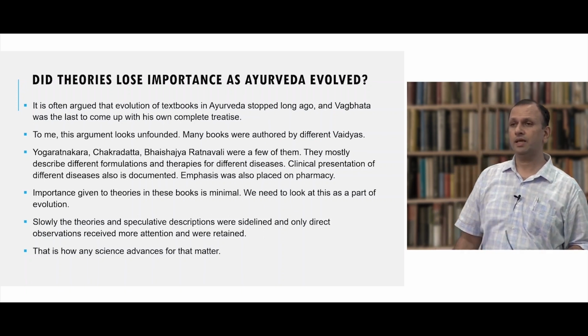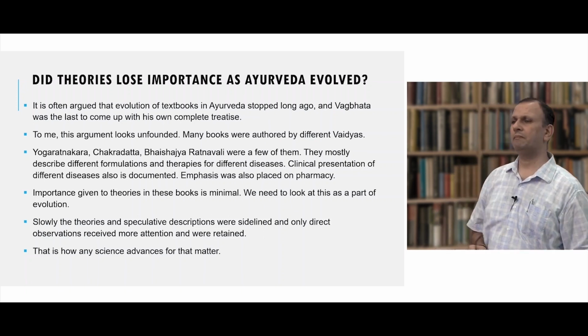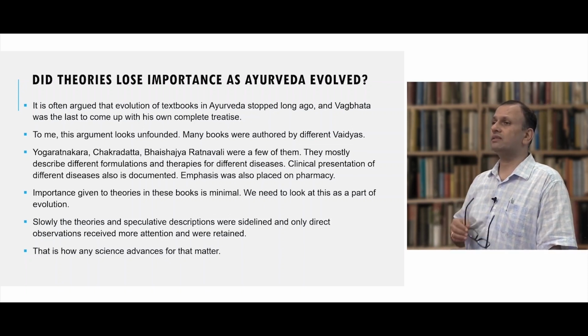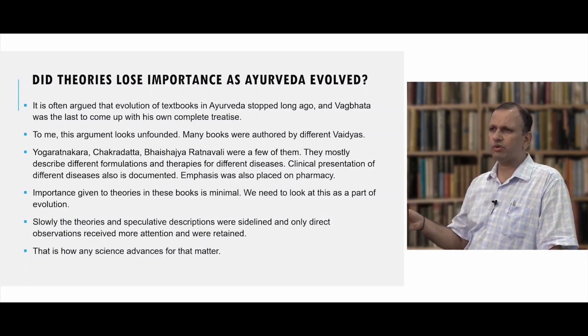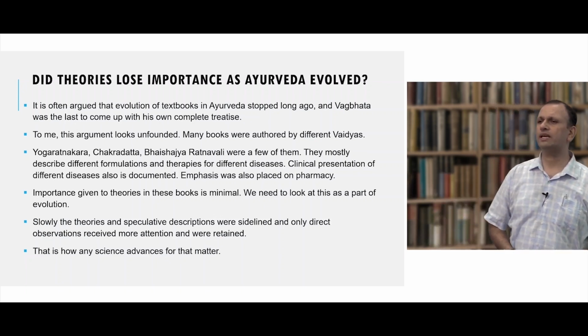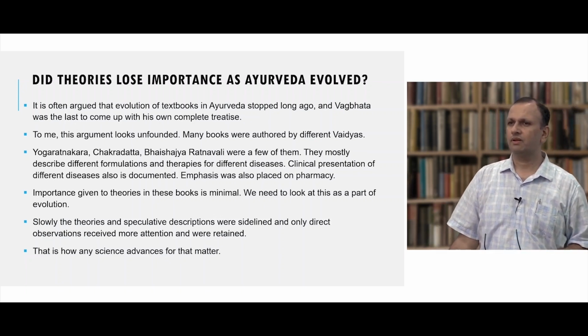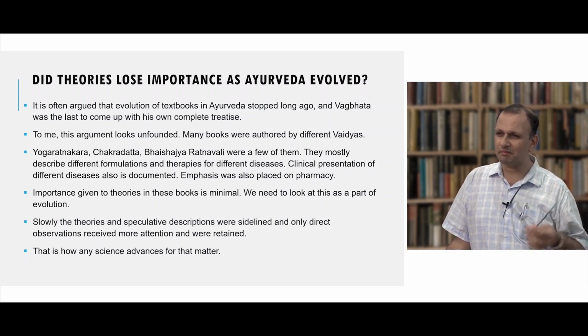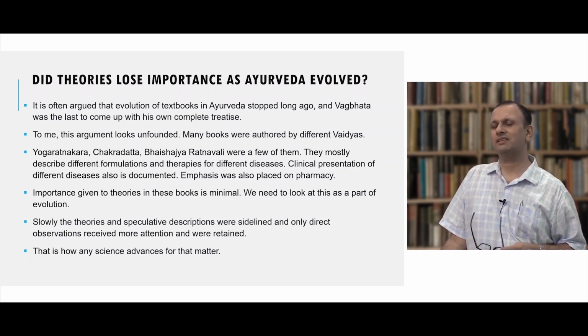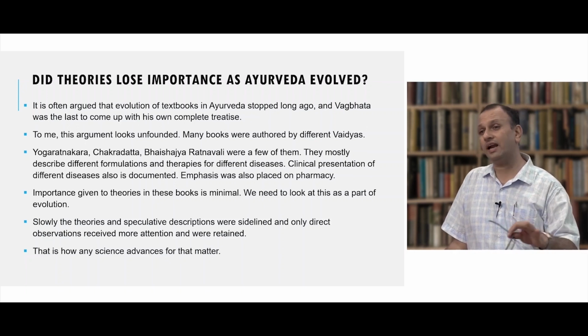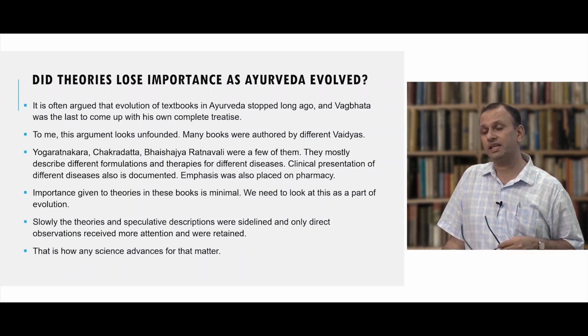In these textbooks, the importance given to theories is minimal, and we need to look at this process as a part of evolution. Slowly, the theories and speculative descriptions were sidelined and discarded, and only direct observations received more and more attention and were retained. Many of our reputed Vaidyas who wrote these textbooks had identified that observations were more important and theories were not that important, and they had already started the process of discarding those speculative arguments and theories.